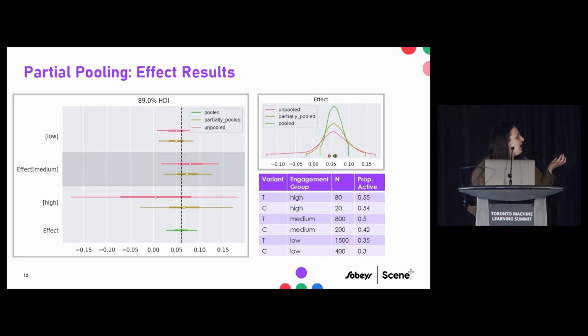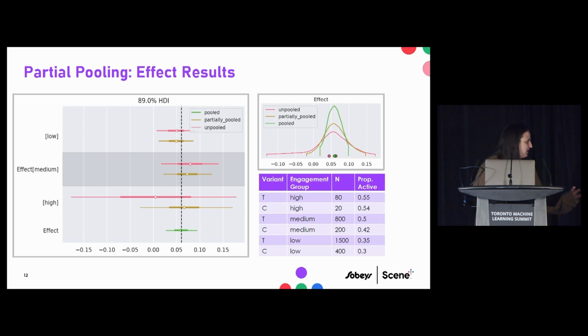Okay, so partial pooling, and this is the effect result. So this is the actual difference between treatment and control. And again, it's very easy to get these things from Bayesian models because you just have these samples, you can take the difference, etc. And we're going to compare the three models we built here. The colors are the same for partially pooled and unpooled as the previous slide. And then pooled is in green at the bottom. It has no specific group effect, of course, we can't get that from the pooled model.